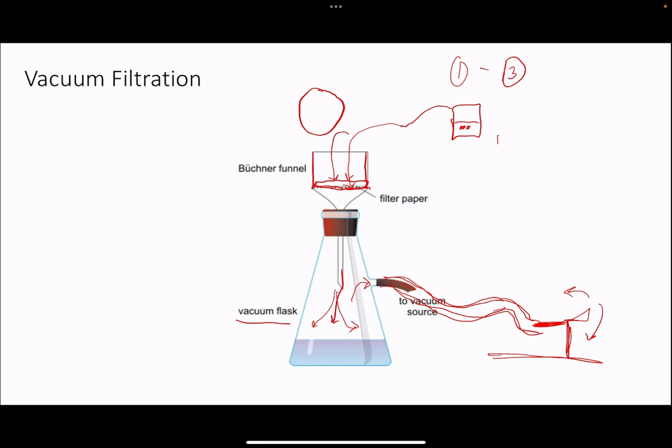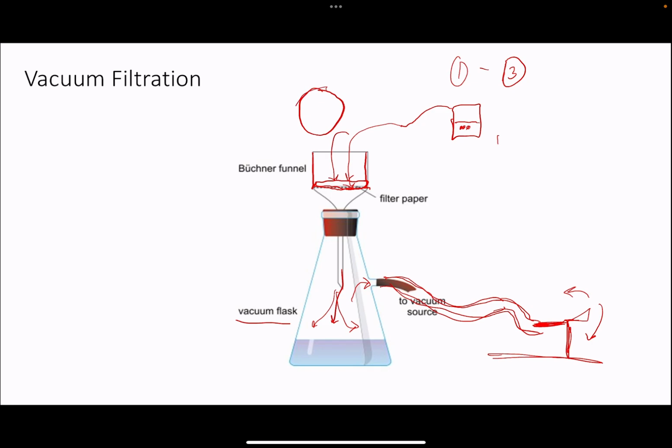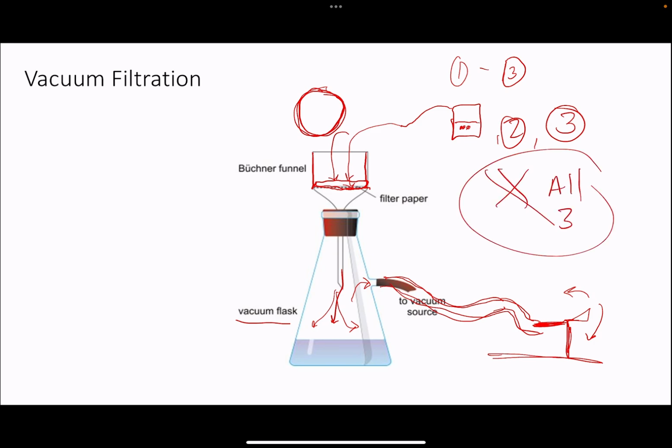So once you do that for one reaction, you'll weigh a labeled weigh boat, put your initials and the reaction number on it, and store it to the side, because we're going to come back, like I said earlier, to weigh the actual product. We just want it to dry over the next 7 days. Then you'll do this again, get a fresh filter paper, do it for the second reaction, weigh it, store it, and then do it a third time. Do not put all 3 into the Buchner funnel.